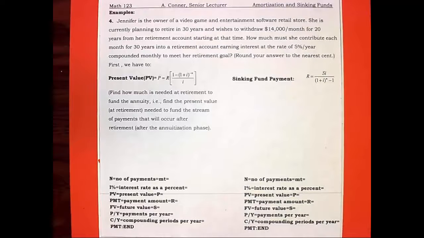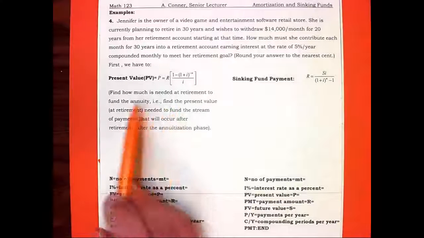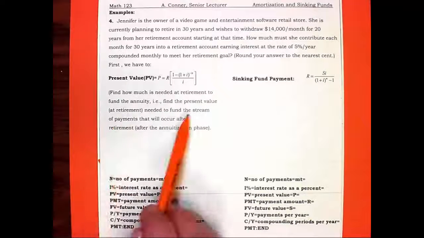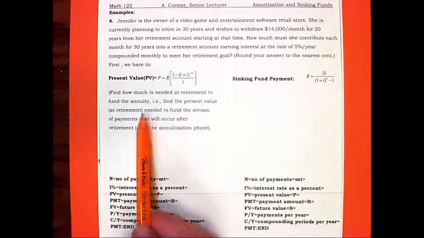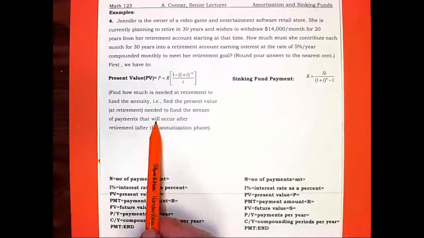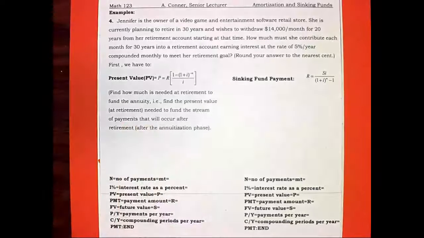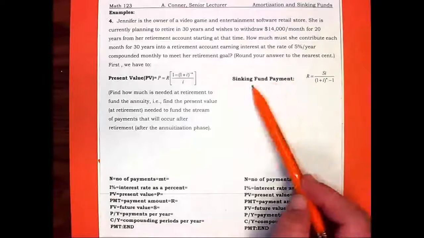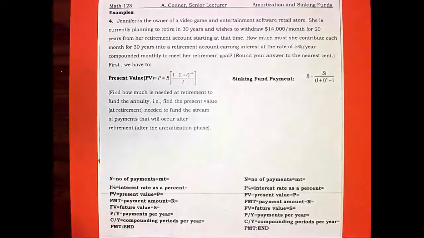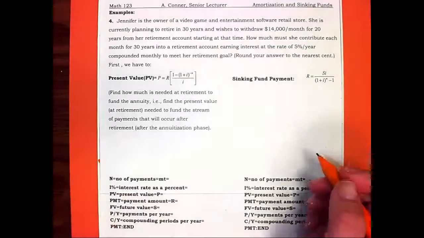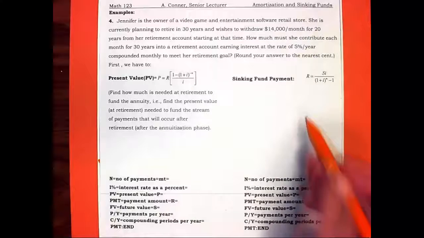So we've got two things going on here. First, we have to determine the present value of the retirement account. So in other words, how much is going to be needed to fund that stream of payments that's going to occur after she retires. So after that annuitization phase. And then we need to figure out the sinking fund payment. So let's do this part first, and then we'll go on over there.